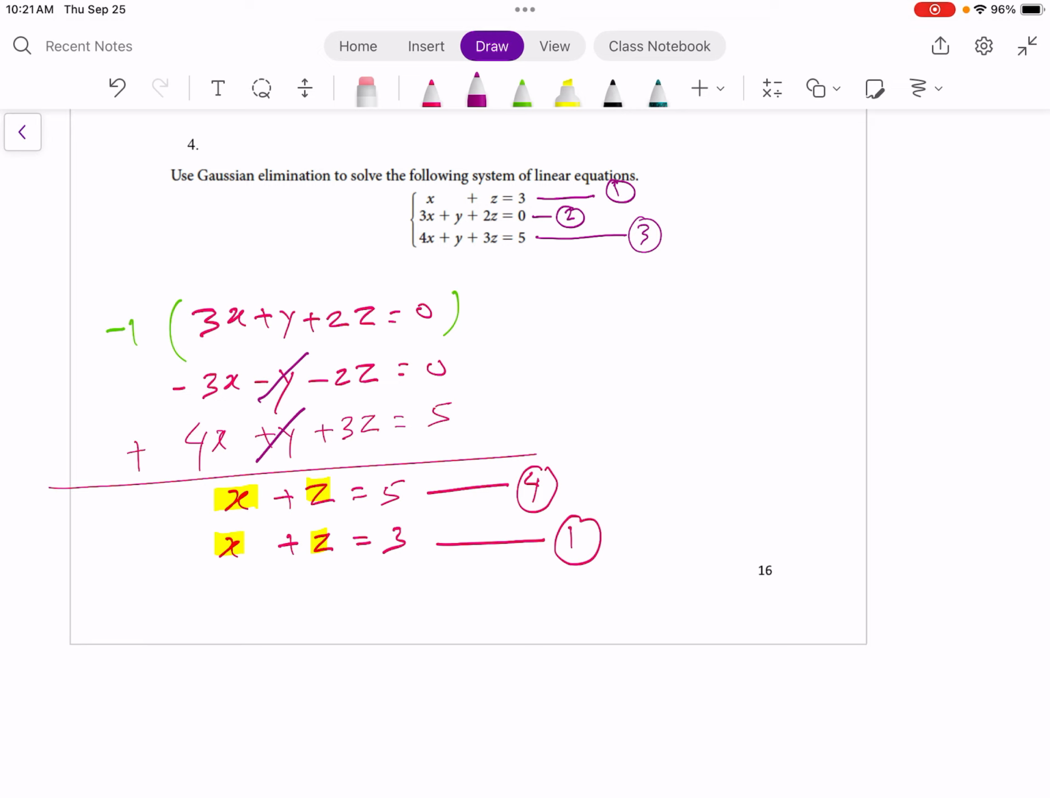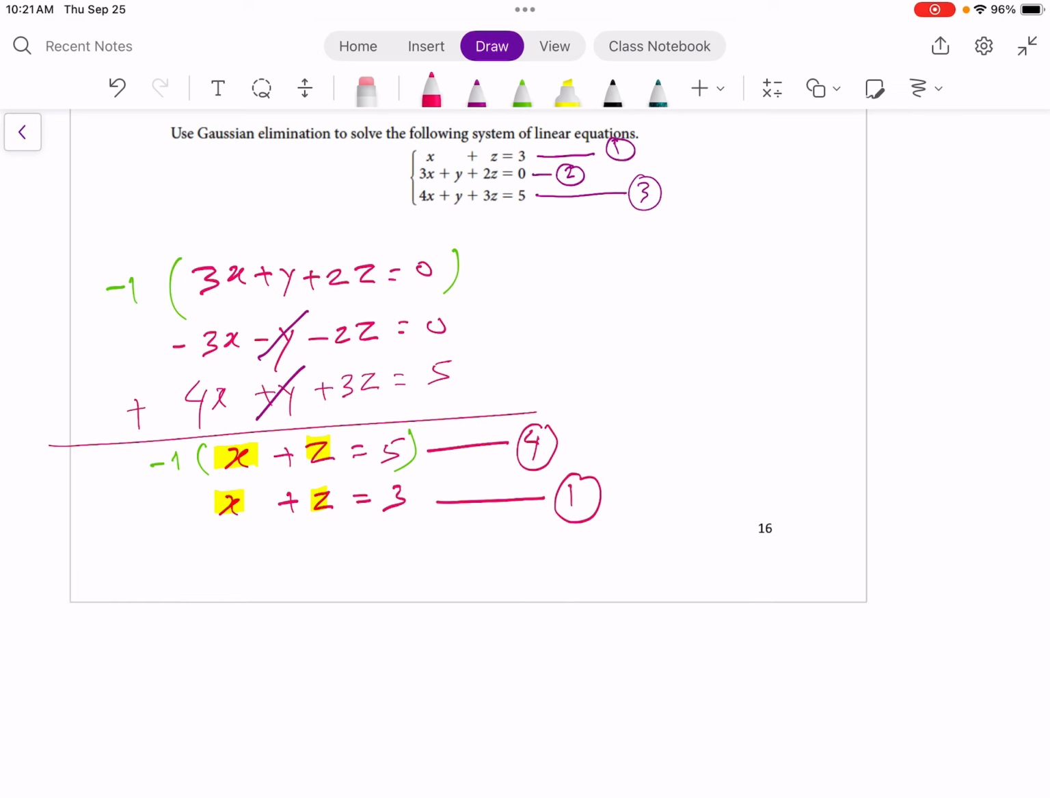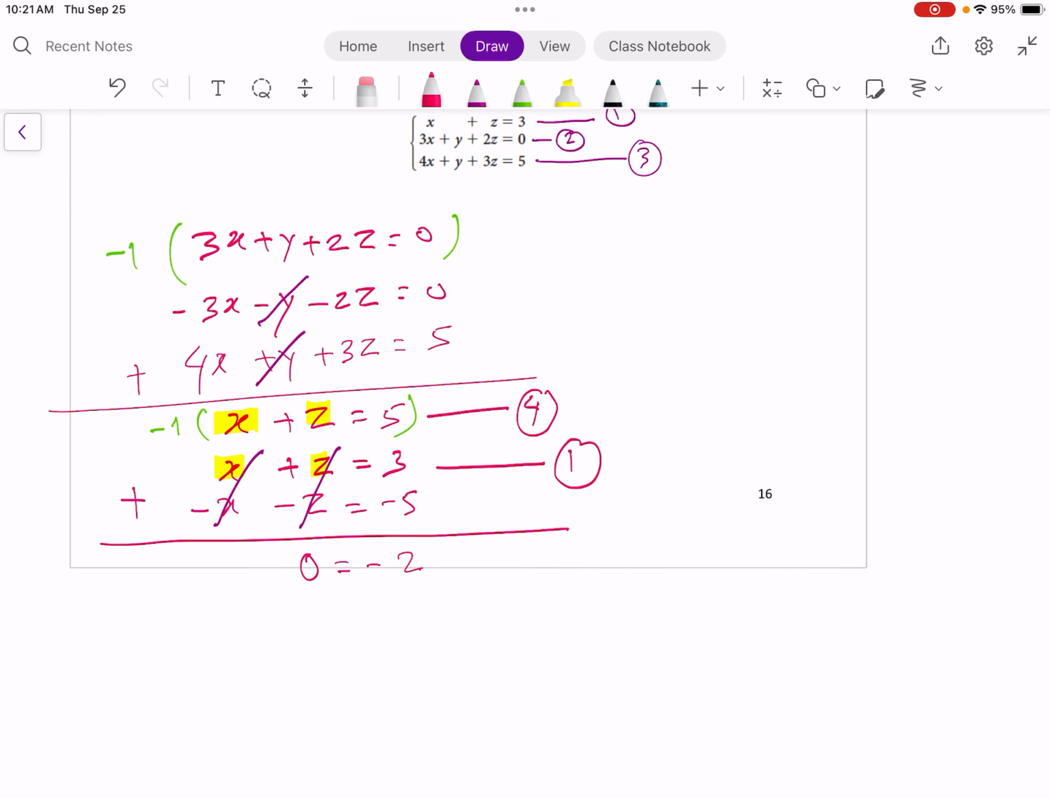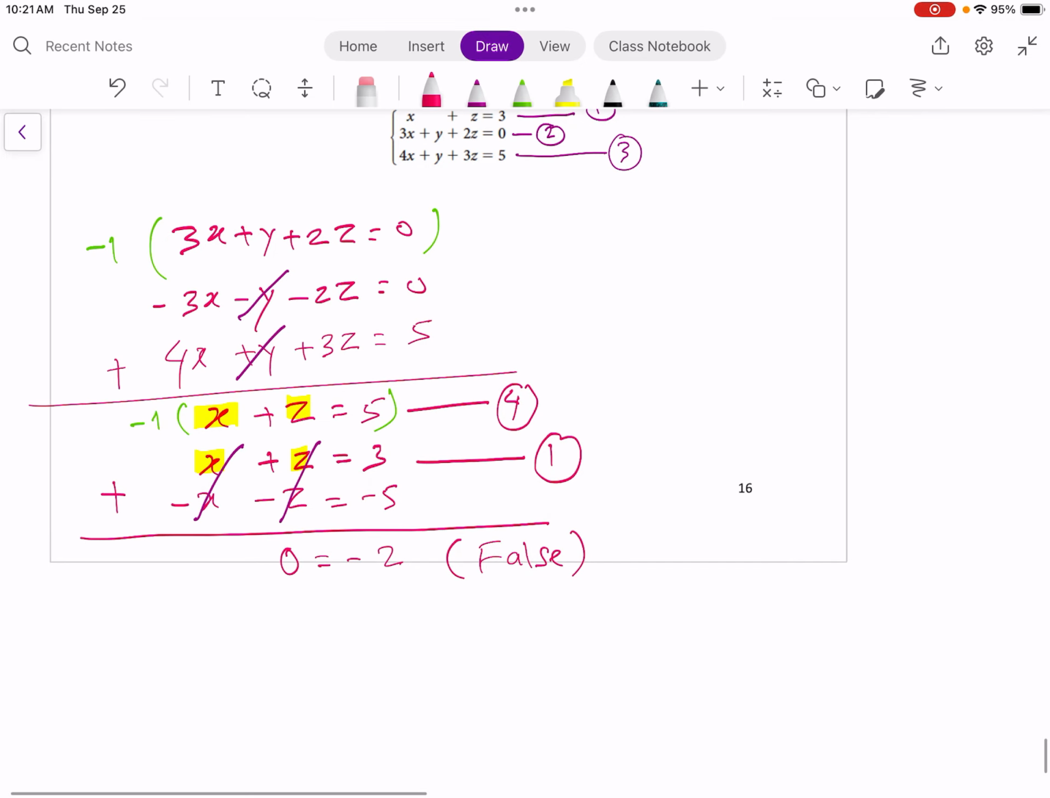So let's multiply our equation 4 by negative 1. We get negative x, negative z equals negative 5. And we add this with equation 1. So this is 0, this is 0, and we have 0 equals negative 2. Now what does it mean? Is it a true statement? No, it's false. From here, what is the conclusion? There is no solution. This system has no solution.